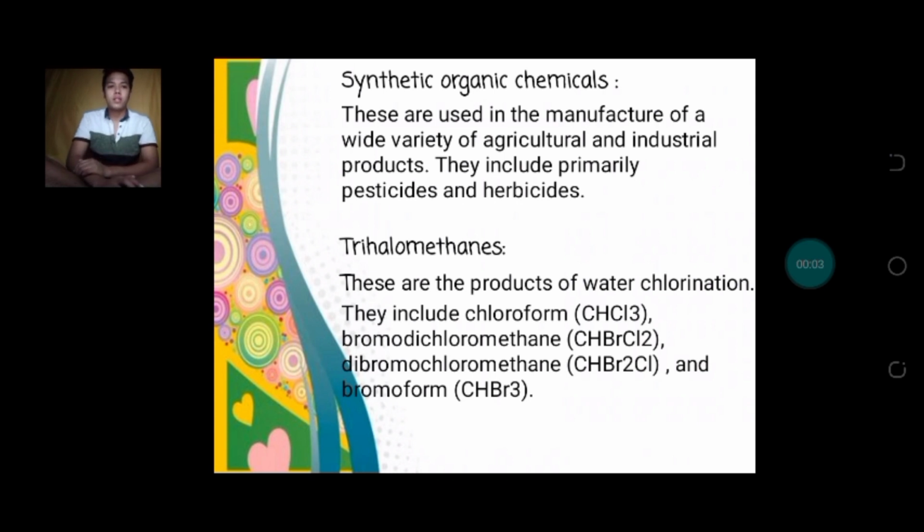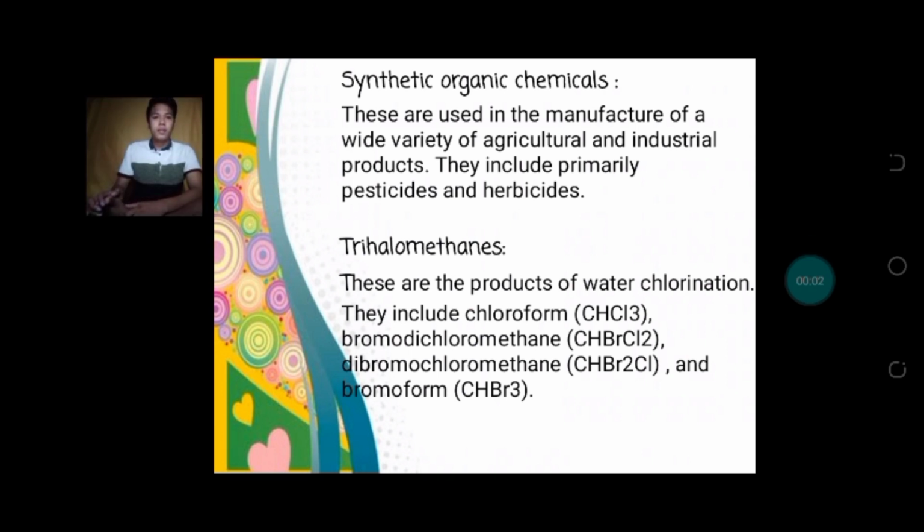Synthetic organic chemicals are used in the manufacture of a wide variety of agricultural and industrial products. They include primarily pesticides and herbicides. Trihalomethanes are the products of water chlorination. They include chloroform, or CHCl3, bromodichloromethane, or CHBrCl2, dibromochloromethane, or CHBr2Cl, and bromoform, or CHBr3.